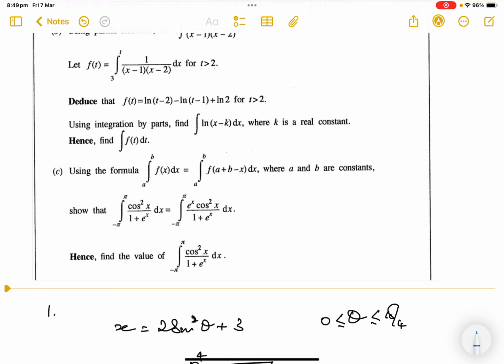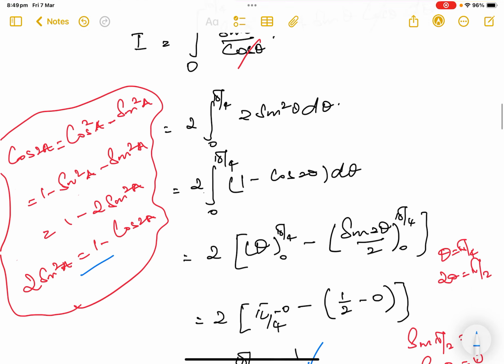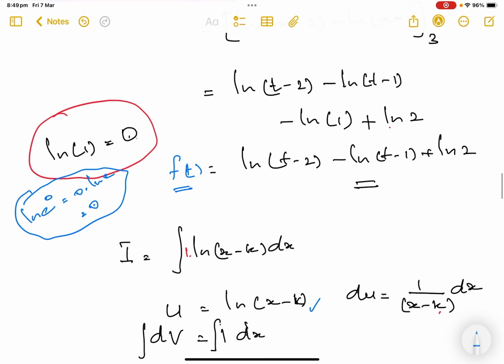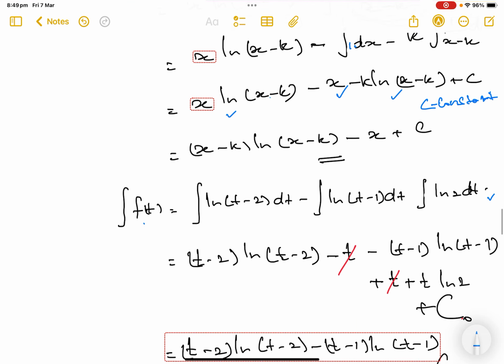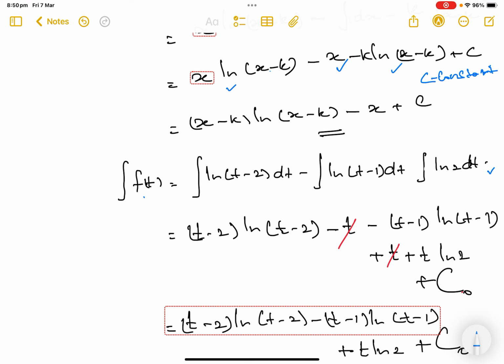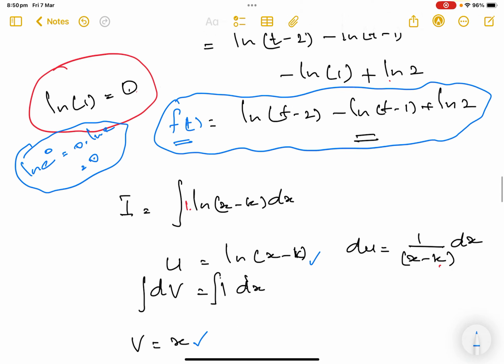Right, next one. Hence, find the integral of f(t). So f(t), we know that. We found it already. Right, this is f(t). They won't integrate that. So just the left-hand side, the integral of f(t), and on the right-hand side, whatever function we have: the integral of ln(t minus 2) dt, minus the integral of ln(t minus 1) dt, plus the integral of ln 2 dt. It's all this whole thing.